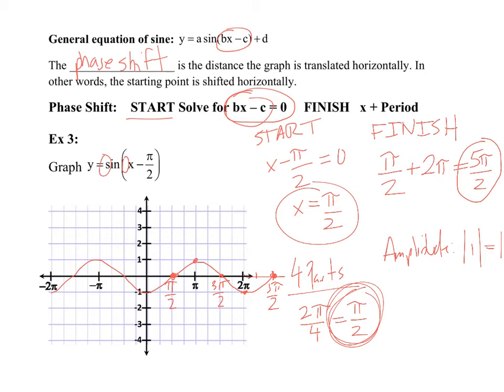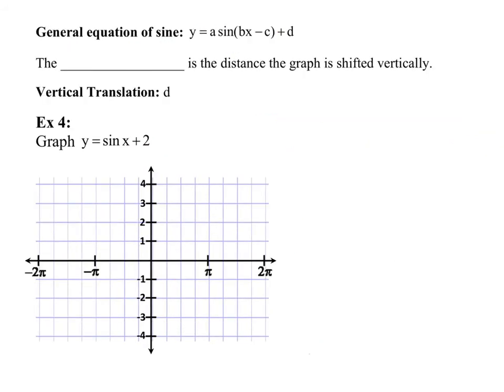So now we have the amplitude, period, and then phase shift. And now for the next piece. The vertical translation is the distance the graph is shifted vertically. That's just this component here.